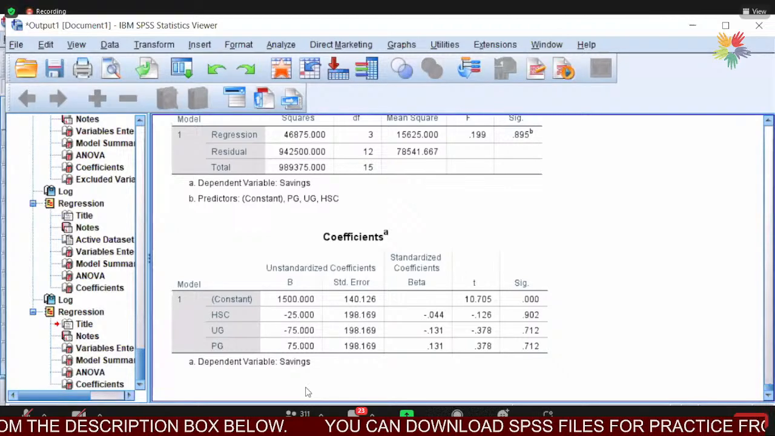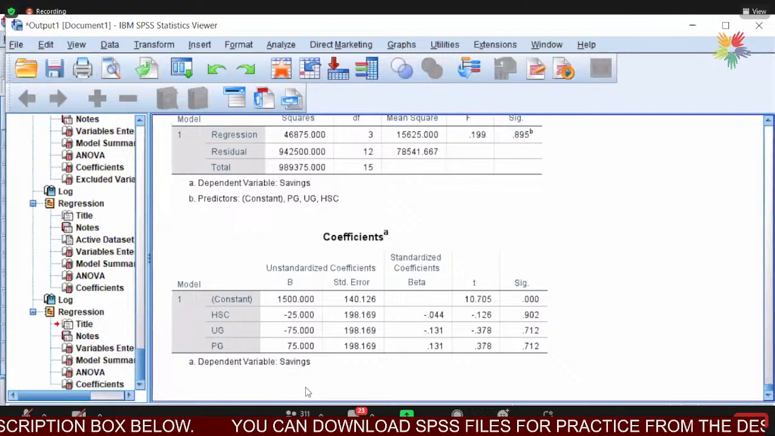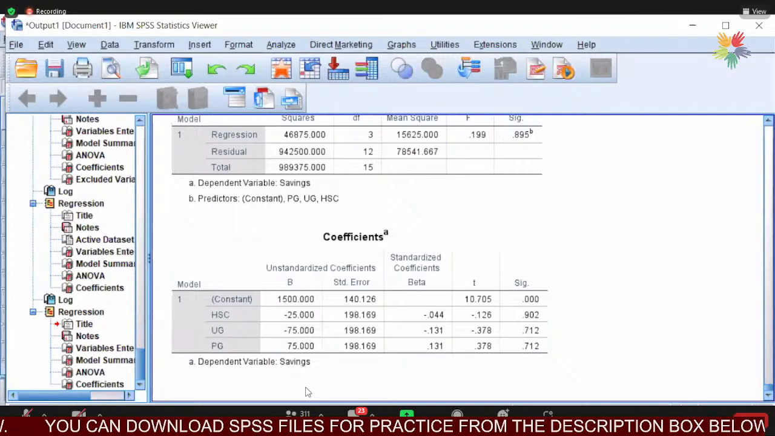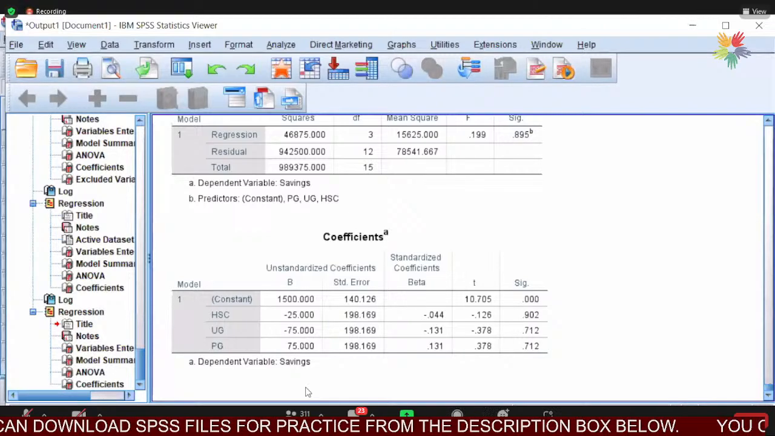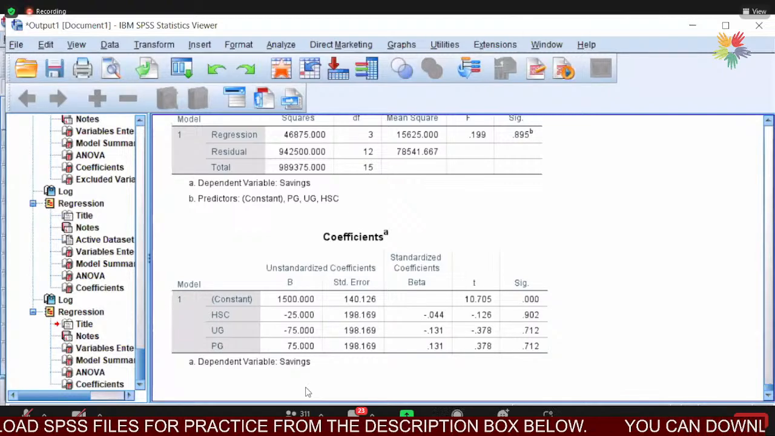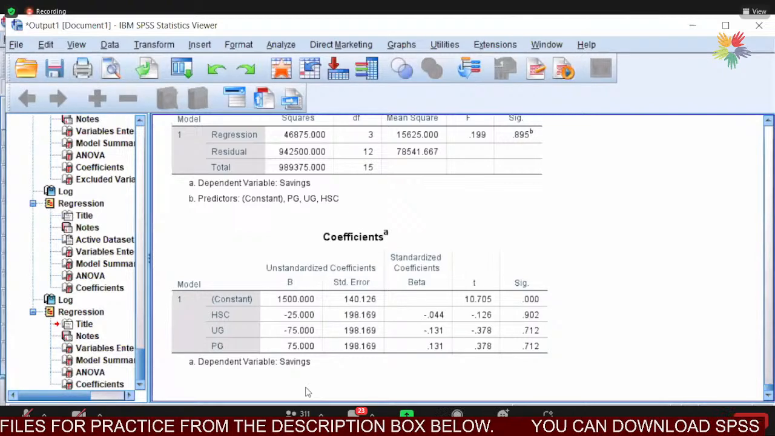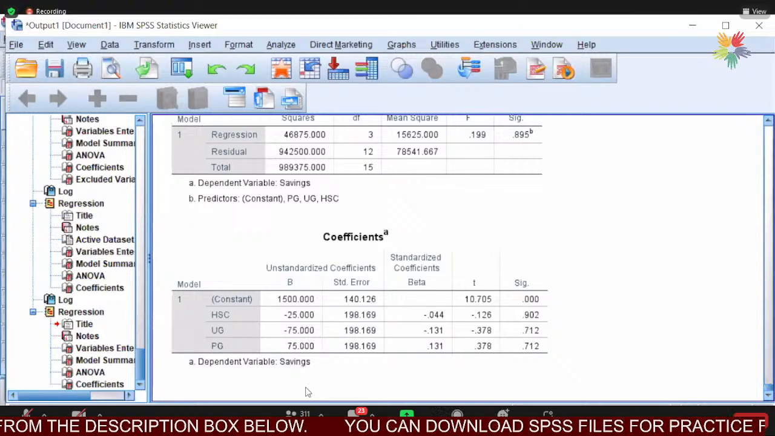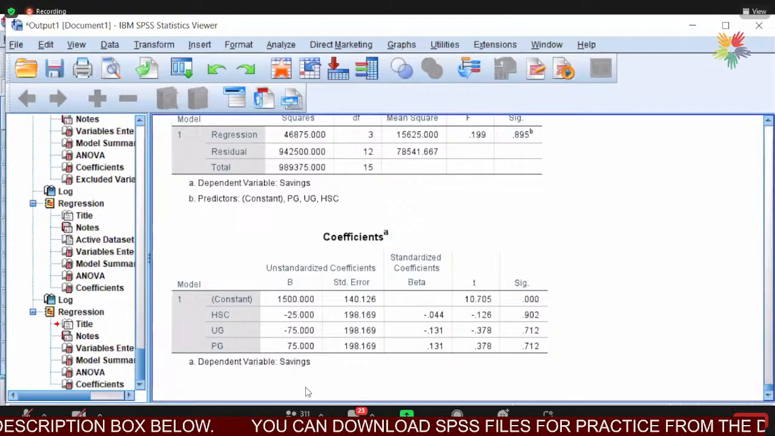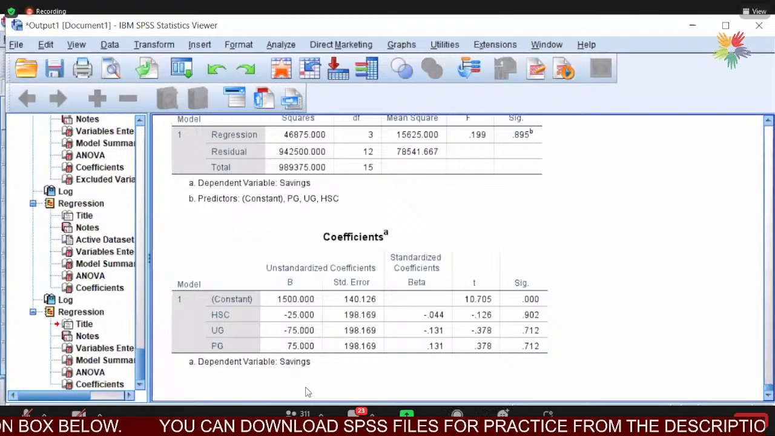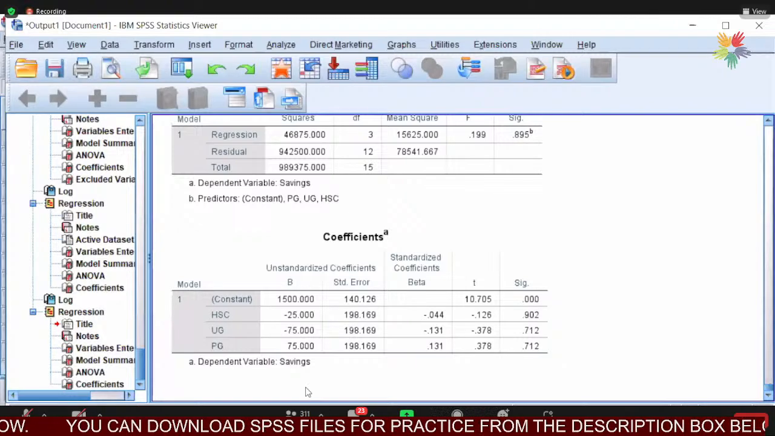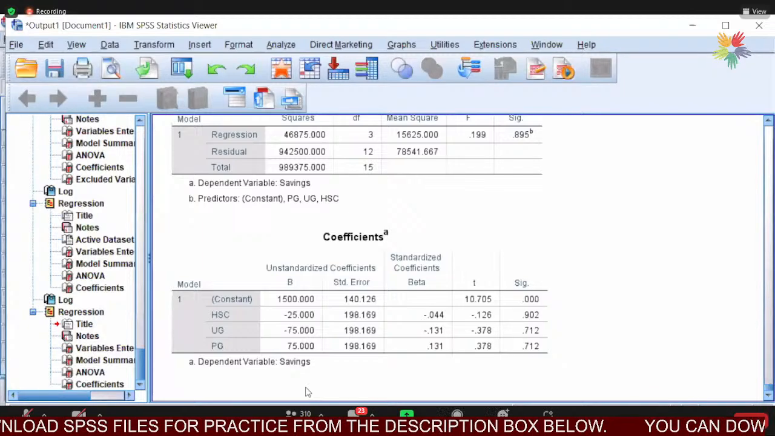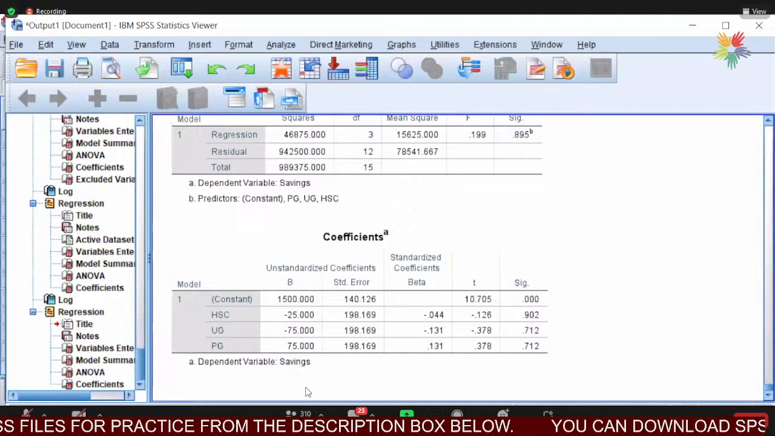So you should say it in comparison with the reference category, whether they are more or less. Minus 25 rupees, so that is why 1475. UG is 75 rupees lesser than the reference category. PG is 75 rupees more than the reference category. That's all. This is the dummy variable regression. By looking at the reference category, you have to write.